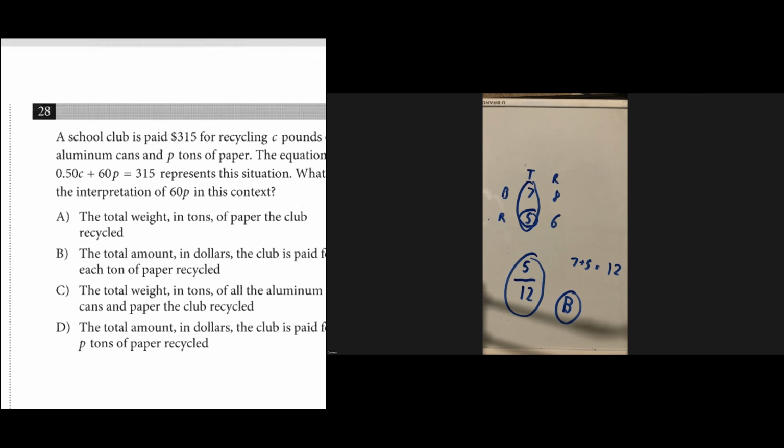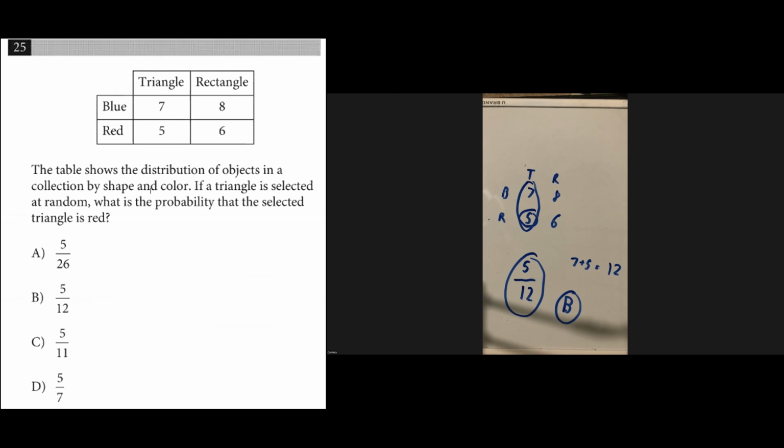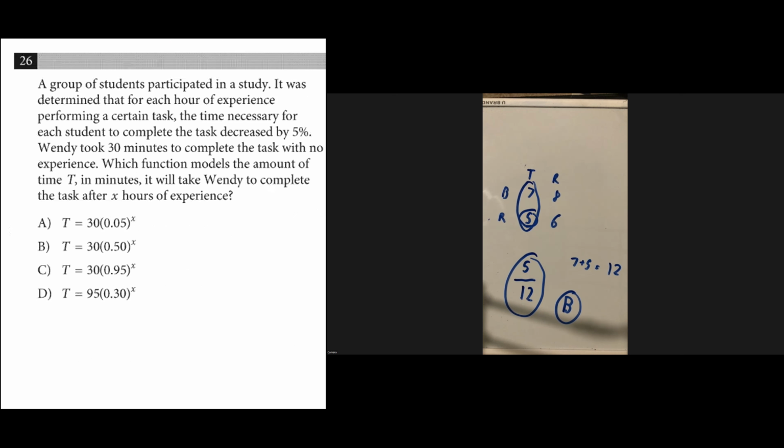Okay. Someone asked, when we add all of them up though? They said that if a triangle is selected at random, that means that we're given that a triangle has to have been selected. If it said if a shape is selected at random, then we would have to add all of them up. But because they said if a triangle is selected at random, it means that we're given that they had to have picked a triangle. That's basically the difference. Okay, question 26.